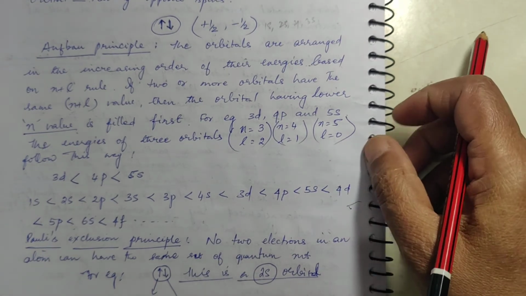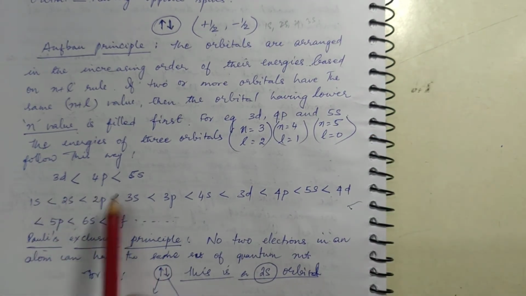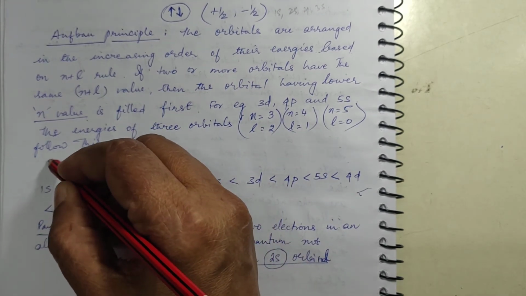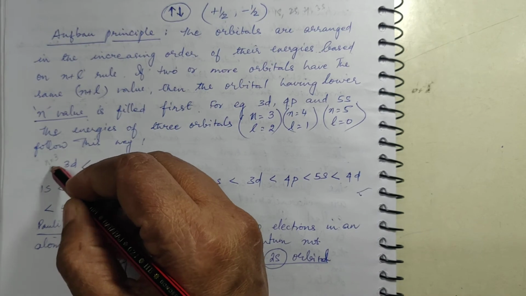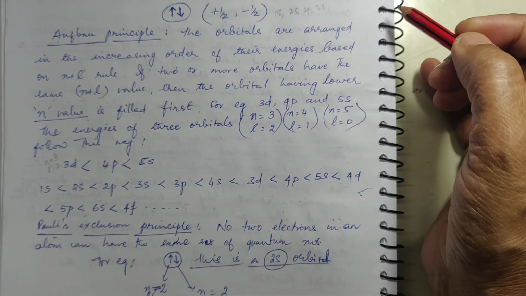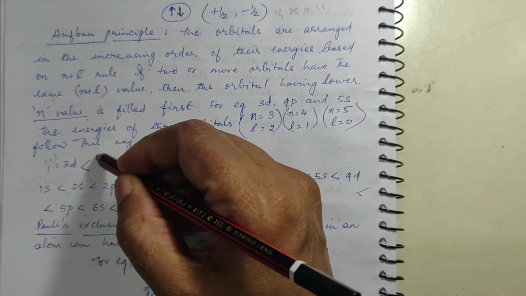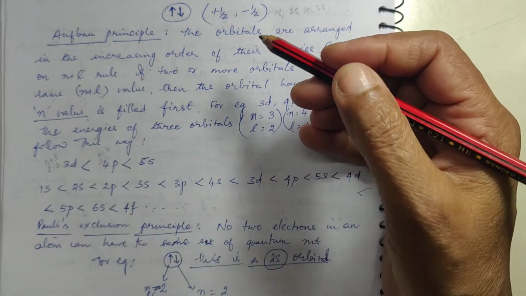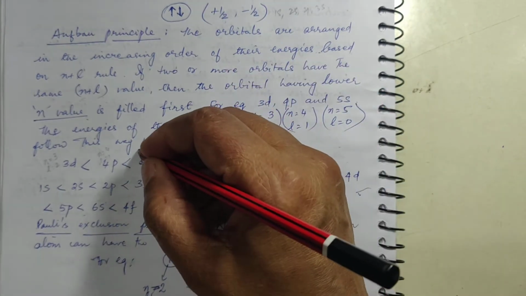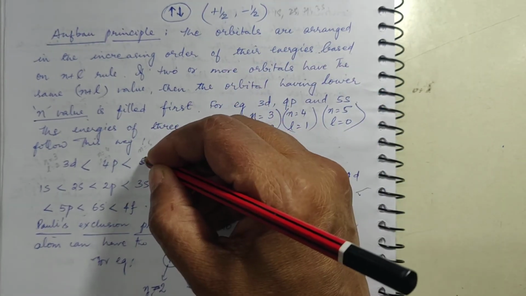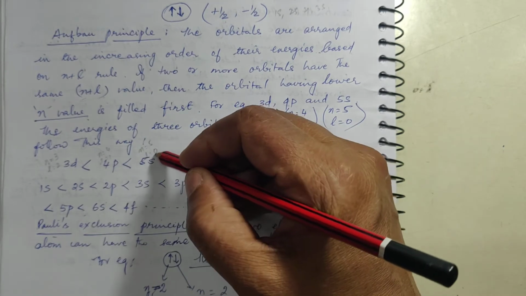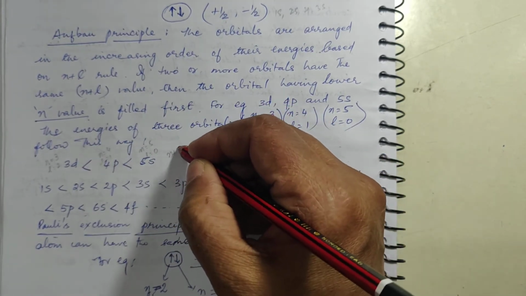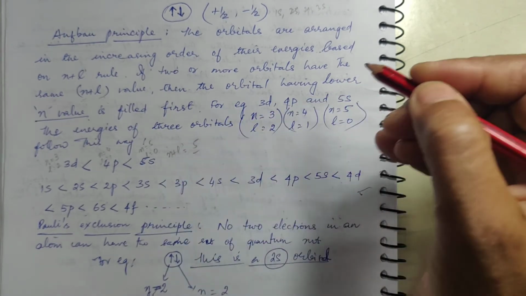So here this 3d, 4p and 5s, when you consider 3d is having n equal to 3 and l equal to 2. So n plus l is 5. For 4p, n is equal to 4 and l is equal to 1. Again 4 plus 1, 5. For 5s, n is equal to 5 and l is equal to 0. Again 5 plus 0 is 5. So all the three orbitals are having the same n plus l value, that is equal to 5.